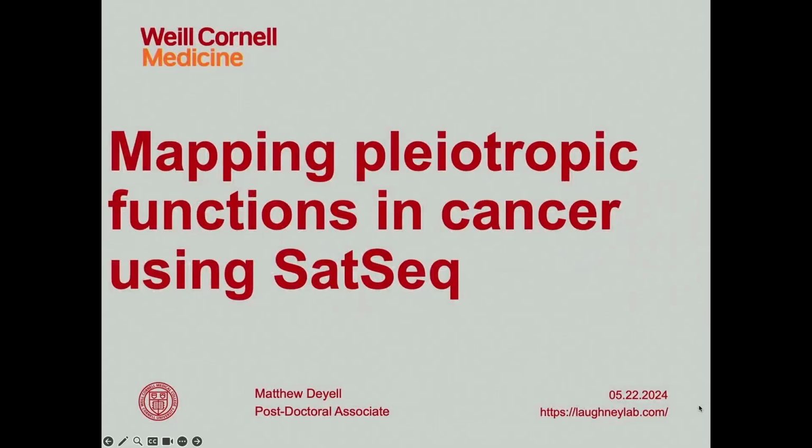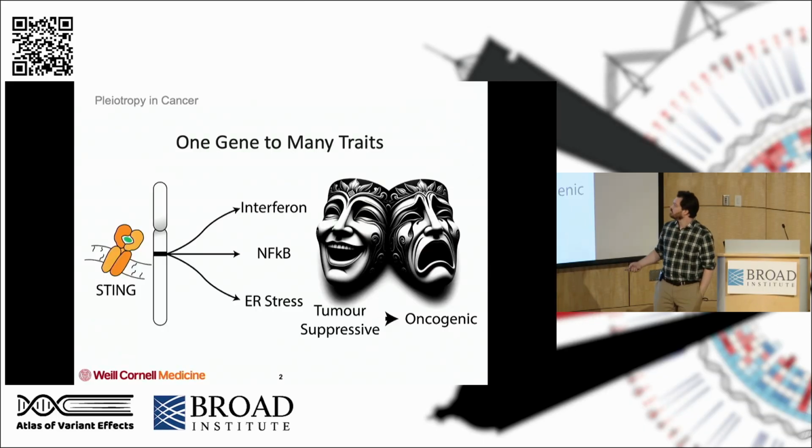I'd just like to thank everyone for giving me the opportunity to present our ongoing work using saturation mutagenesis to look at how pleiotropy works in a cancer setting. So pleiotropy very generally is when mutations in one protein can affect multiple different traits. And so this is very common in biology, and especially in cancer genes and a lot of our targets that we care about in cancer therapeutically.